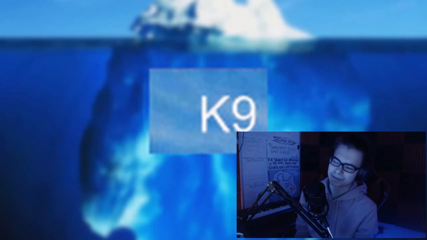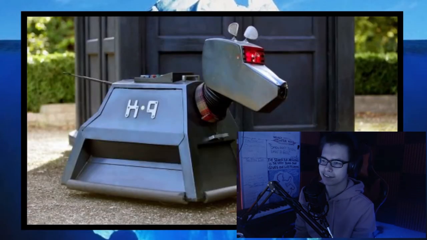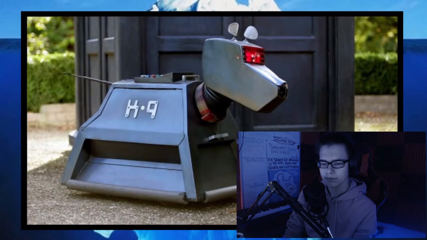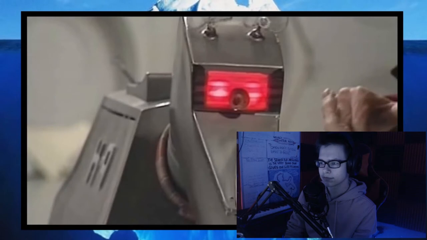K-9. A futuristic robot dog, this was a companion of the Fourth Doctor in the 1970s, and another staple of Doctor Who iconography. K-9 was most useful for his encyclopedic knowledge and the laser-mounted weapon in his nose. Starring in several spin-offs, the character did make a brief appearance in the revival series, along with Sarah Jane Smith.